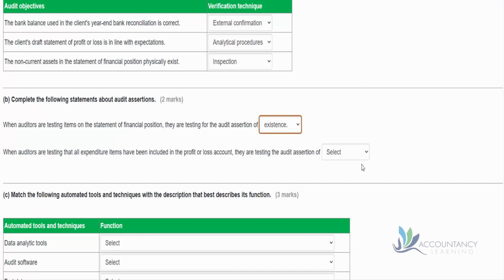And then when auditors are testing that all expenditure items have been included in the profit and loss account, everything about has everything been included? So here we're trying to verify completeness. Have we included everything? Are the expenses complete?